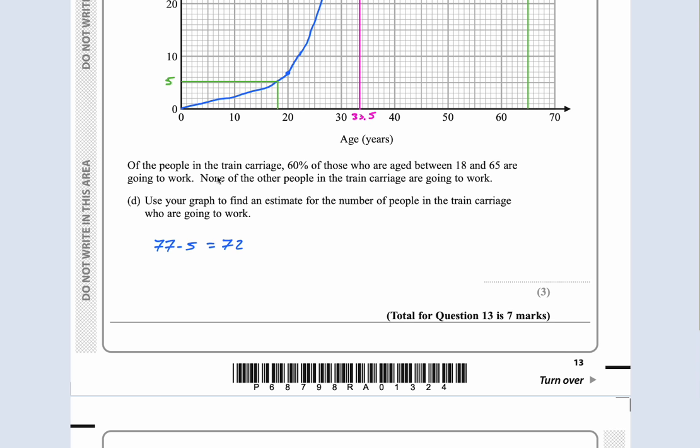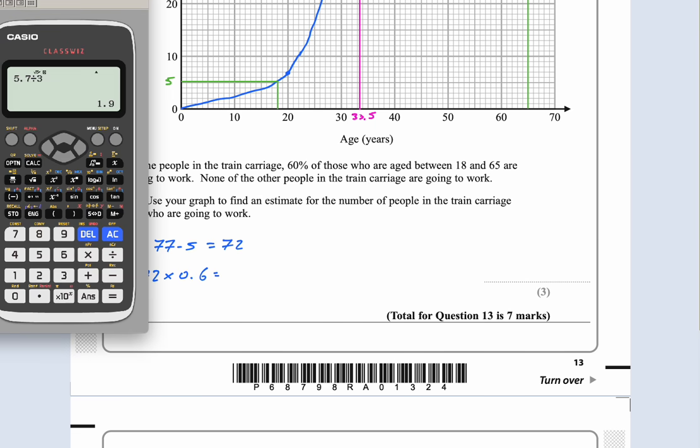It says 60% of these are going to work. None of the other people in the train carriage are going to work. Use your graph to estimate the number of people who are going to work. Okay, so I essentially need to find 60% of this, and that will give me the answer. So I'll do 72 times 0.6. That's the quickest way to get 60%.